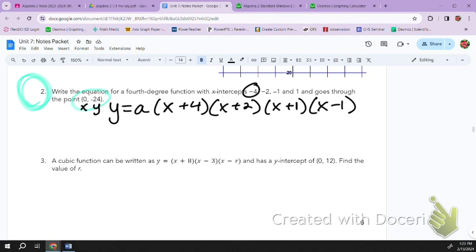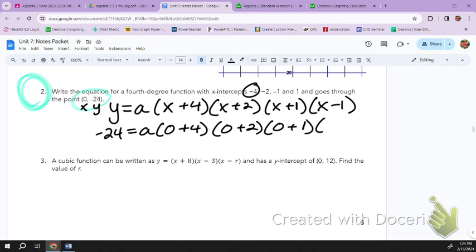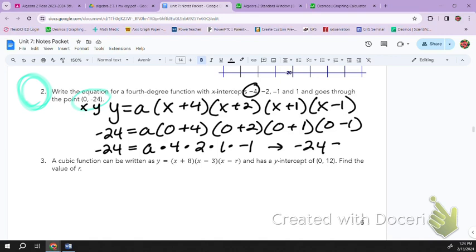So let's do that right now, and let's solve for our a value. I'm putting in -24 for y and 0 for x. Let's see if you can simplify that with your group. Give it a try. We should get our a value is 3. What questions do we have about factored form? General form.